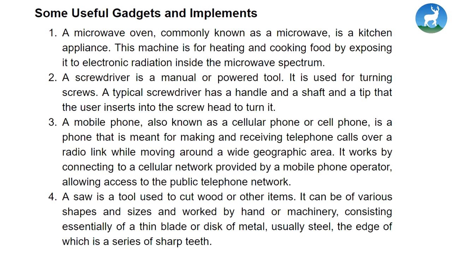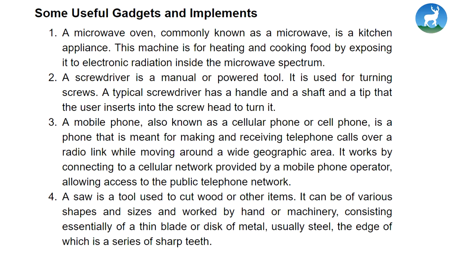to turn it. A mobile phone, also known as a cellular phone or cell phone, is a phone that is meant for making and receiving telephone calls over a radio link while moving around a wide geographic area. It works by connecting to a cellular network provided by a mobile phone operator, allowing access to the public telephone network. A saw is a tool used to cut wood or other items.